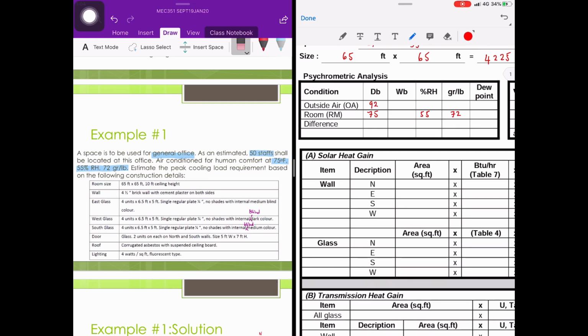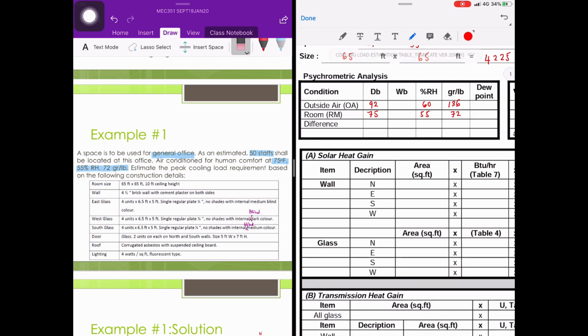Dry bulb will be 92. The relative humidity will be 60, and the specific humidity will be 136. Now we can determine the difference between the outside air condition and the room condition.